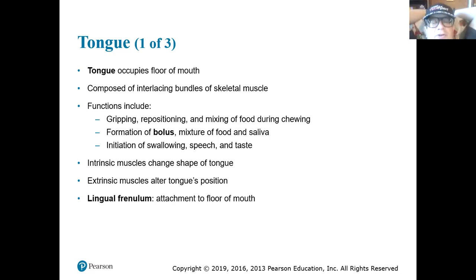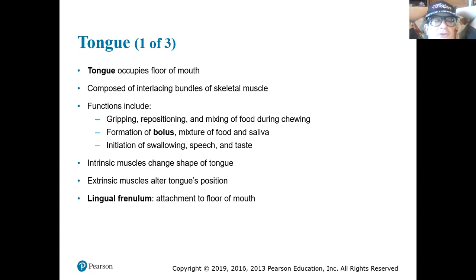It can grip food by pushing it against the roof of the mouth. It can reposition food, move it around. It can mix food with saliva while we are chewing. It's what forms the bolus, the lump of food mixed with saliva. Now, the similar lump when it comes out of the stomach, that food mixed with stomach juices, we're going to call chyme, C-H-Y-M-E, but we'll get there.